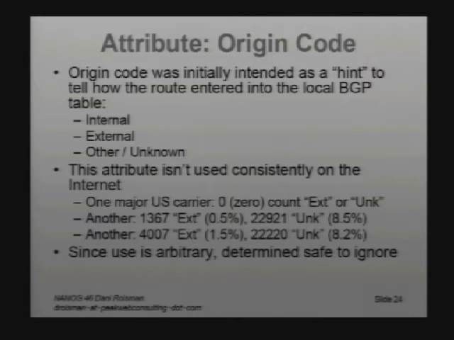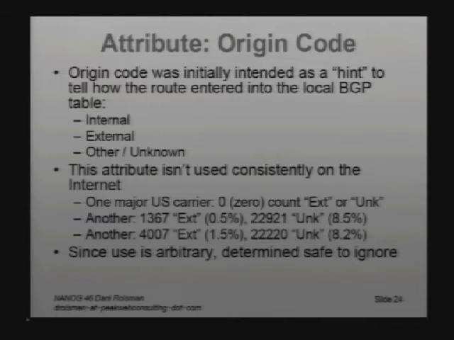I told you it's not really used consistently on the internet. I went ahead and I took a look at 3 full tables from 3 major US carriers, just as a sample set. One major US carrier had 0 routes that were external or unknown. 100% of these routes, 275,000 routes approximately, were showing up as internal.